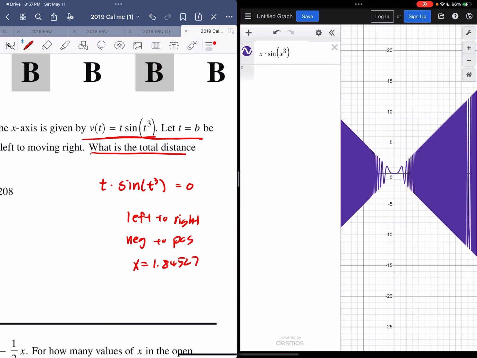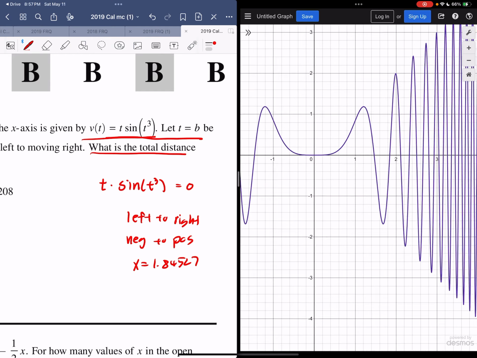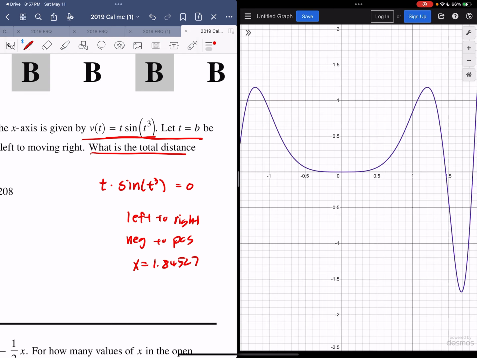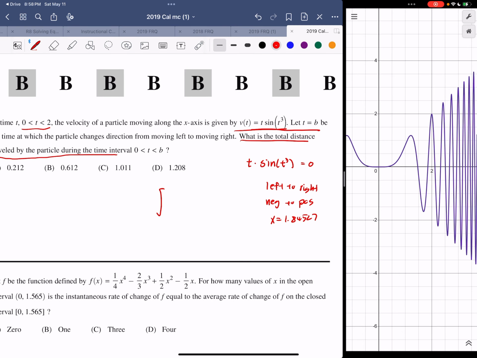Make sure your graph is in radians. You're going to have a graph like that, and you have so many x-intercepts here, but you're using 0 to 2. Something that goes left to the right, negative to positive. So we have 1 for this one, but that's not the case because we're looking for negative to positive. So your answer should be 1.845, because the question says direction of left to the right, which means negative to positive, right?